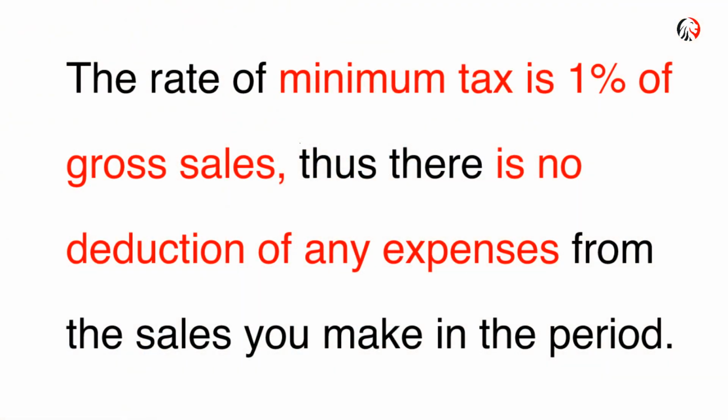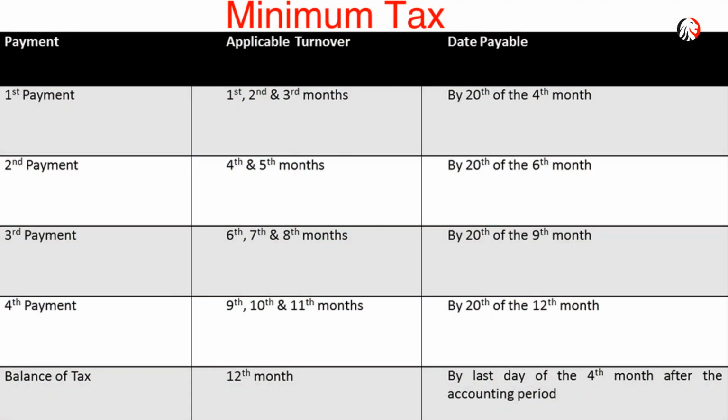The rate of minimum tax is 1% of gross sales. This means that you'll not be allowed to deduct any expenses from the sales you make in the period. For example, the quarter, January, February, and March, add your sales, and that will be the base of determining the minimum tax payable. Installment tax is still applicable.